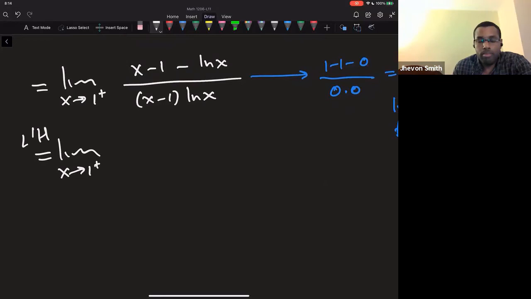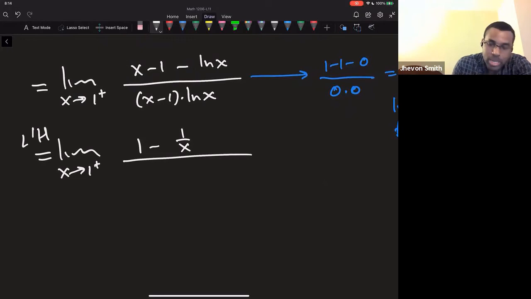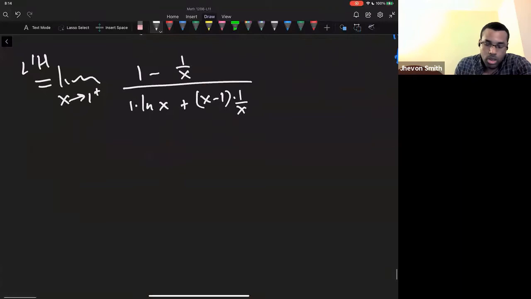Derivative of the top: the derivative of x is 1, the derivative of ln x is 1 over x. In the bottom, you need the product rule, since there's a multiplication of functions. Differentiate the first one, leave the second, plus leave the first, differentiate the second. I'd want to simplify this. Multiply by x over x.